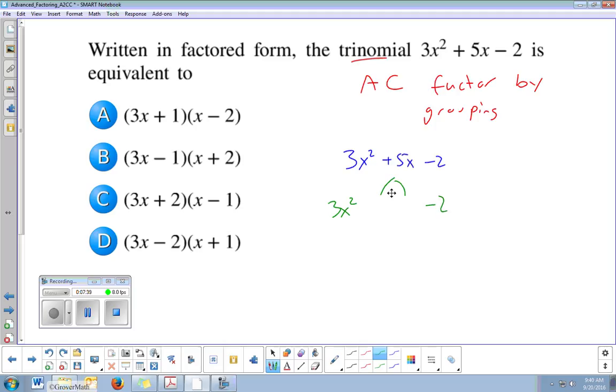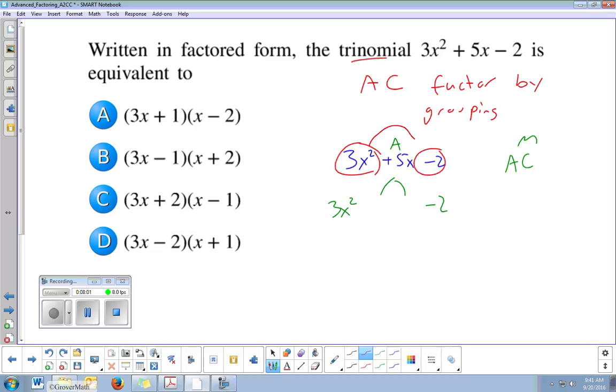But the middle term, I'm going to split it into 2 terms. And those 2 terms have to add to this middle term, but they multiply to AC. That's why it's called AC factor by grouping: you have to take your first term and multiply it by your second term. I'm going to take this whole first term times this whole second term.